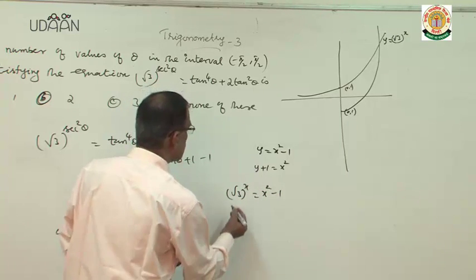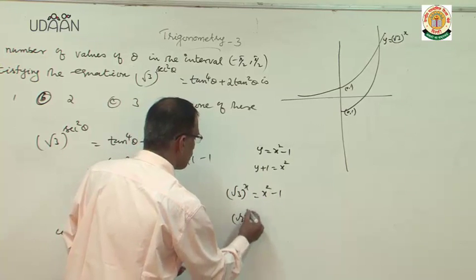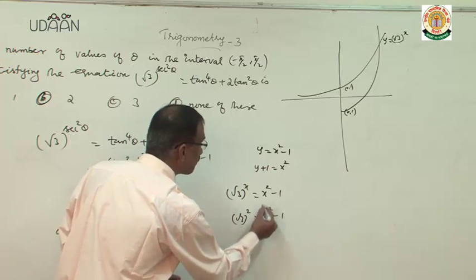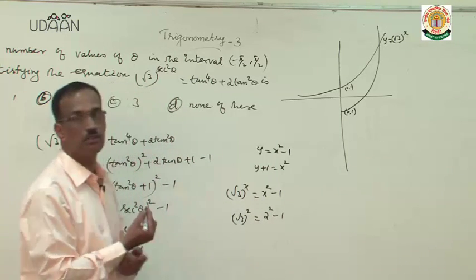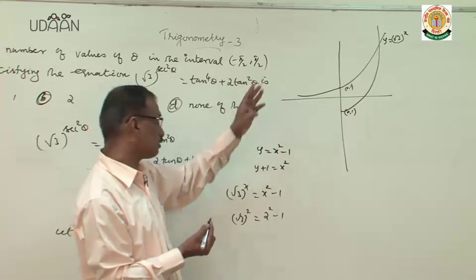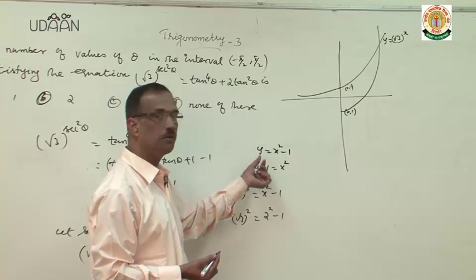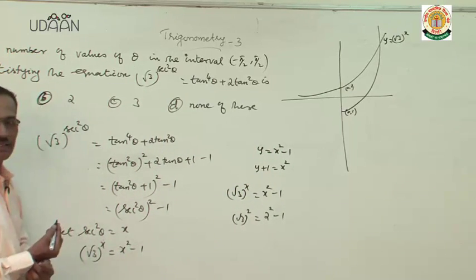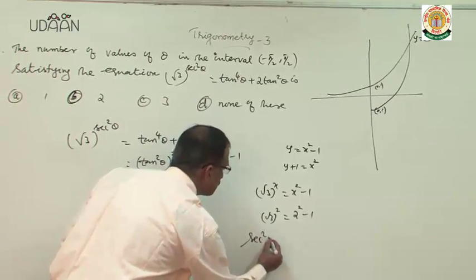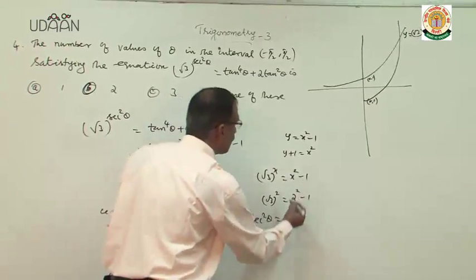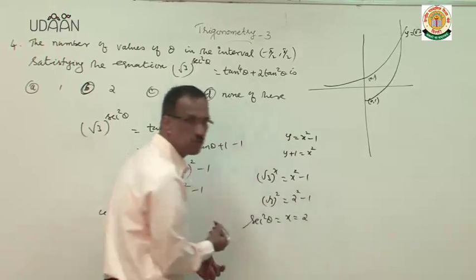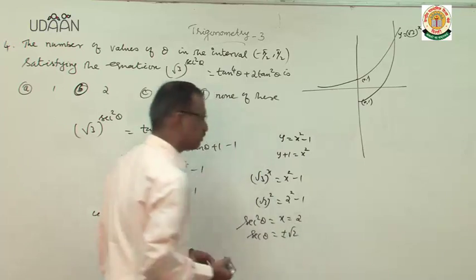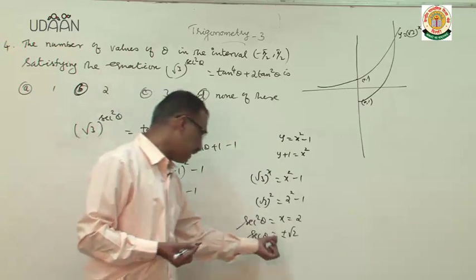You see here, so root 3 square equals 2 square minus 1. So, 2 square minus 1 means that is 4 minus 1. So, x equal to 2 it satisfies. X equal to 2 means if you substitute x equal to 2, y becomes 3. So, now we have sec square theta equal to x. So, sec square theta equal to x means x what we have? 2, that is equal to 2. So, sec theta equals plus minus root 2.